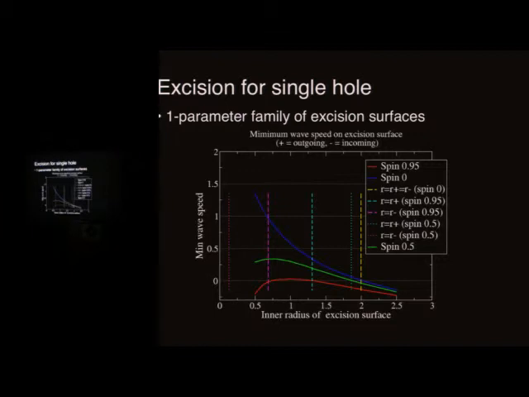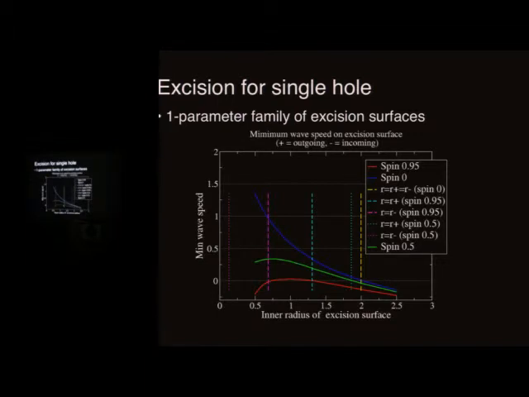This blue curve is the curve for spin zero. And you see the speeds go through zero right at the horizon, and then everywhere inside the horizon, these speeds are nice and positive. And so you could put your excision surface pretty much anywhere inside the horizon and do your evolution, and you don't have to worry about this problem of needing a boundary condition on the excision surface.